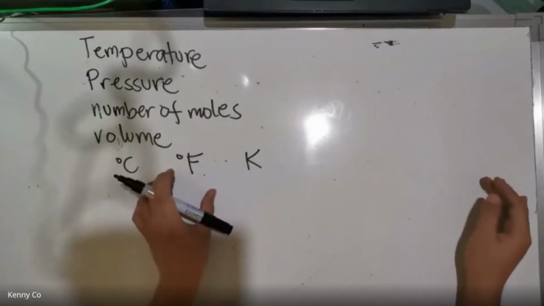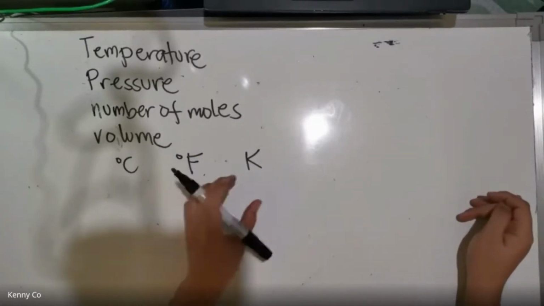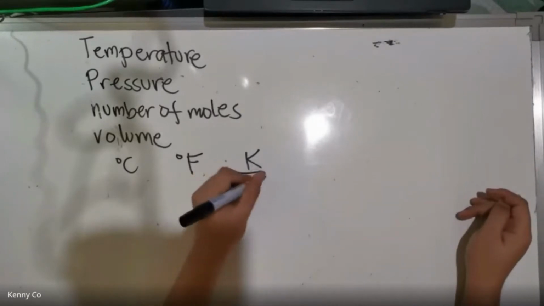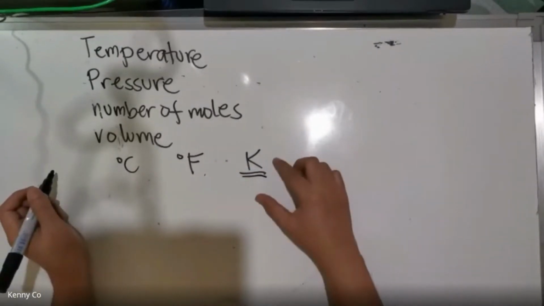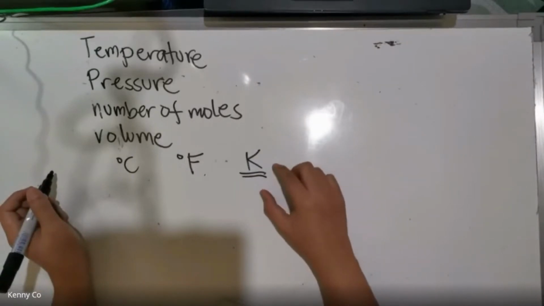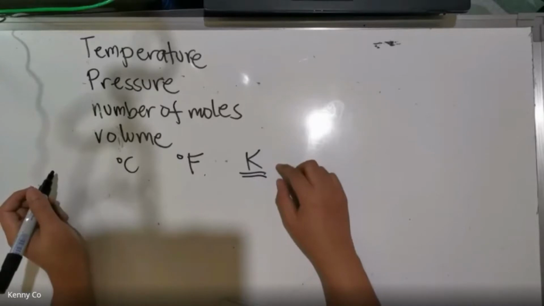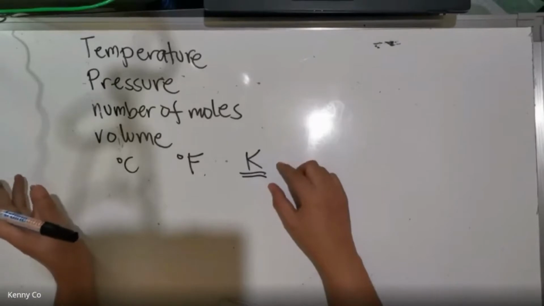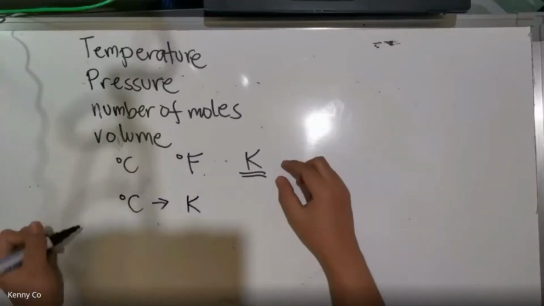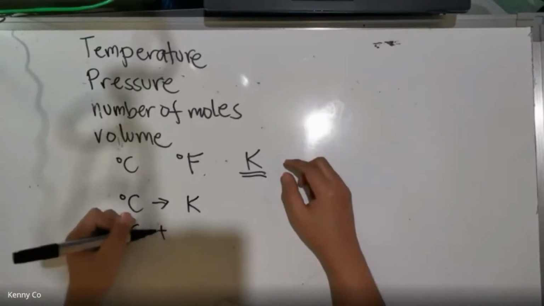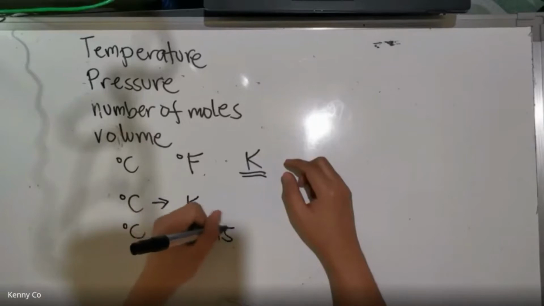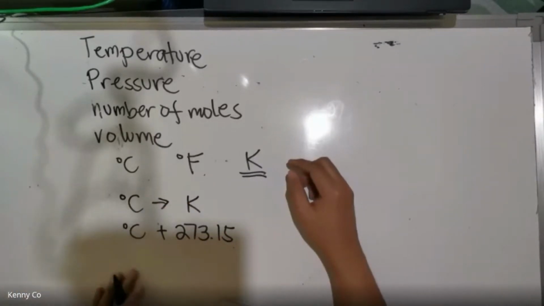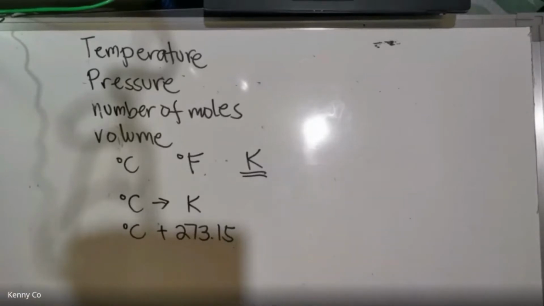Sa Fahrenheit naman, kadalasan itong ginagamit sa US. Tapos, sa Kelvin naman, ito yung ating international unit for temperature, Kelvin. So how do we convert each of these units of temperature? For example, degree Celsius converted to Kelvin, madali lang siya. It is degree Celsius plus 273.15. So kapag meron kang Celsius, tapos i-convert mo siya sa Kelvin, just add 273.15.